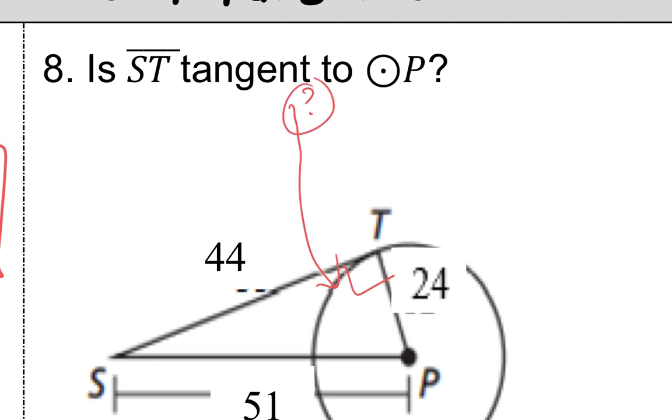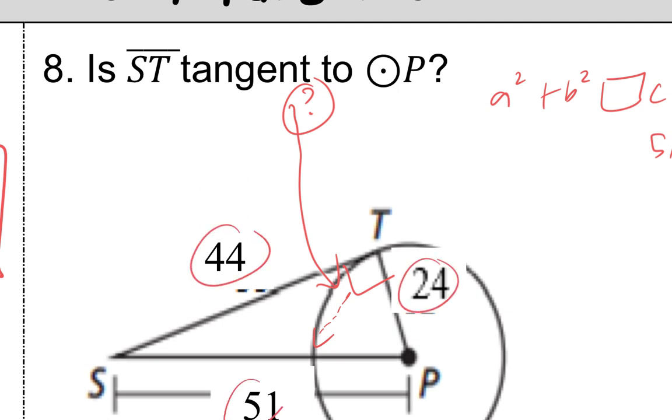So let's go ahead and set it up. We're going to set up the a squared plus b squared, and we're going to compare it to the c squared. So which one would be the c squared? Well, this one right over here, right across from there. That would be the hypotenuse, so that's going to be 51 squared. Now we're going to put the 24 and the 44 there. So 24 squared plus 44 squared, and we're going to compare it. So if we put that in our calculator, let's compare those two numbers.